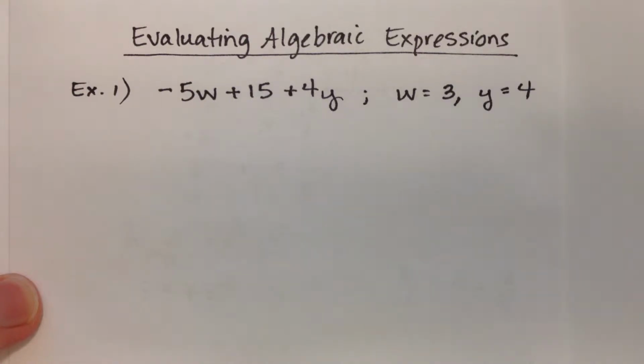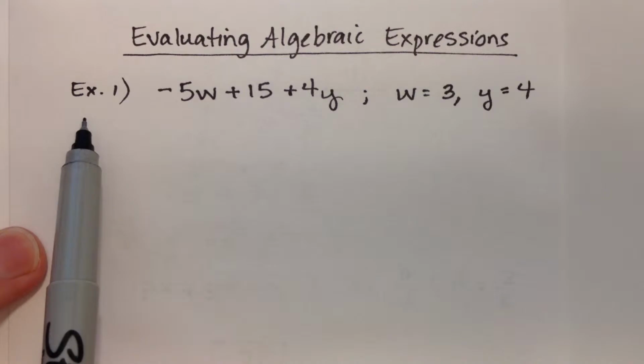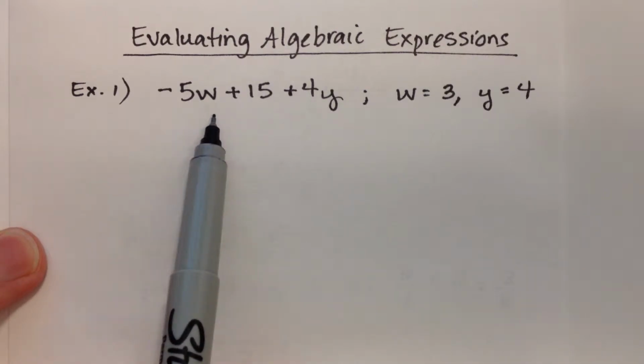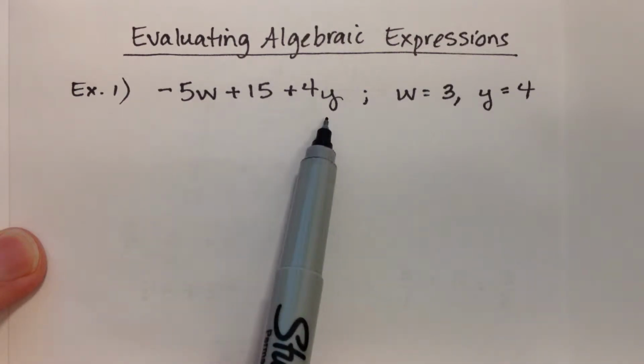In this video, we're going to discuss evaluating algebraic expressions. So evaluating algebraic expressions, really not that big of a deal. The biggest thing that students mess up on or have problems with is the actual substitution of the values into the variables. So the first example we have here is going to be negative 5w plus 15 plus 4y.